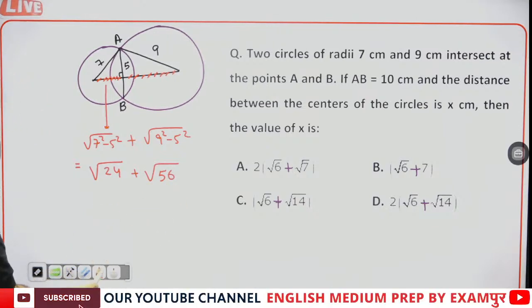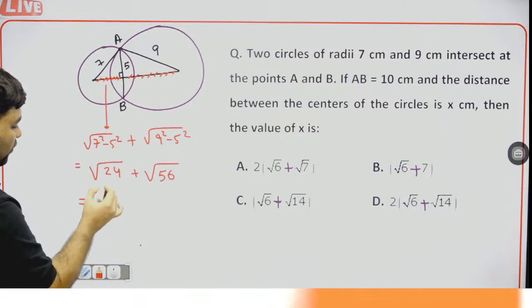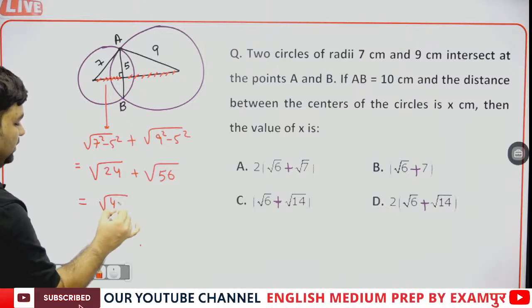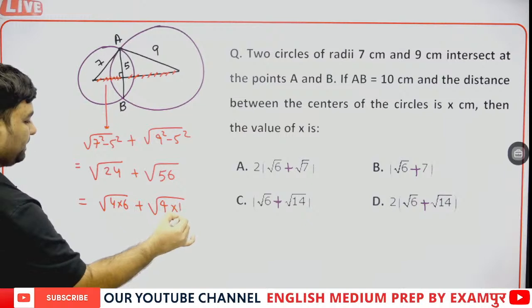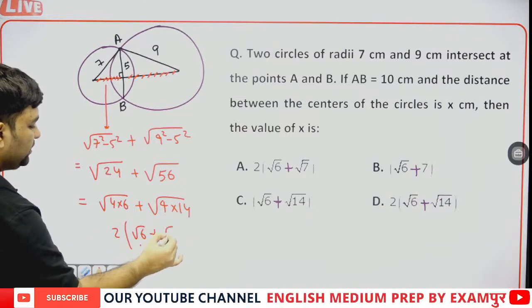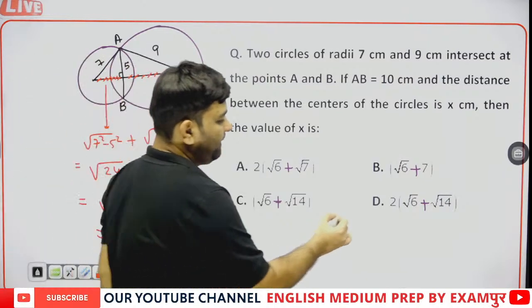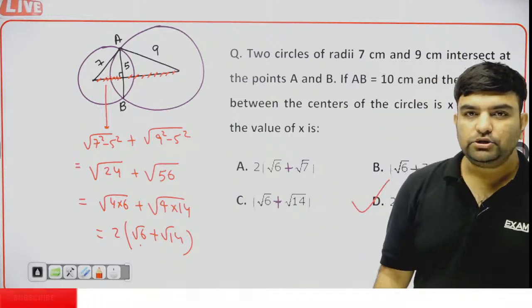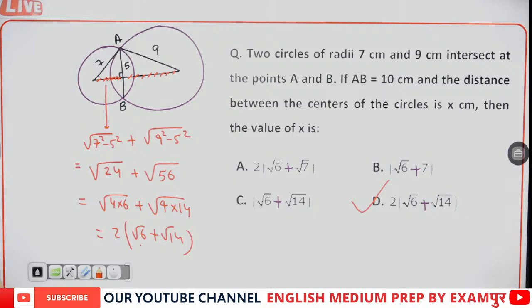Now, at least take 4 common from everywhere. So 4 will come outside as 2. So 2 times root 6 plus root 14 is the answer. Option number D.